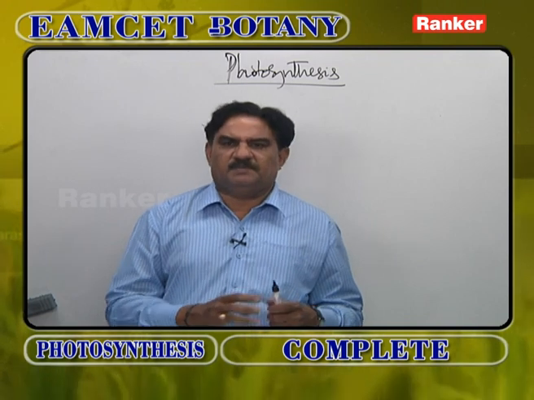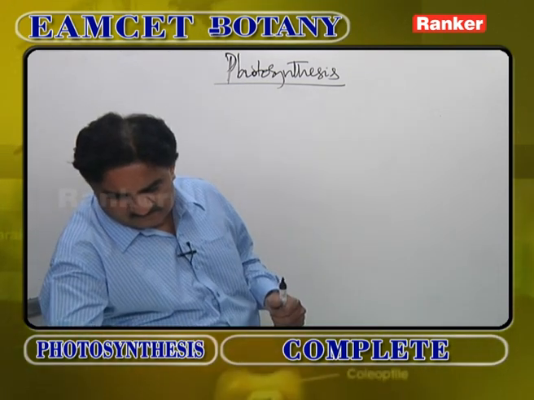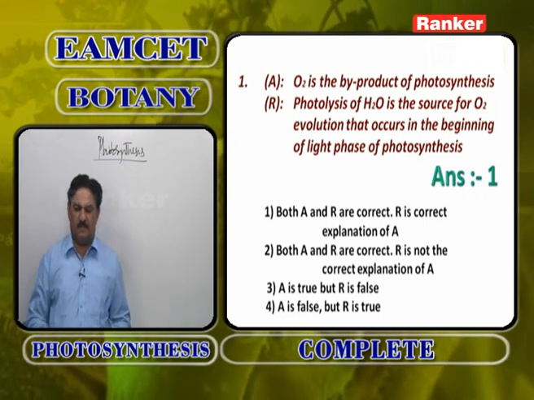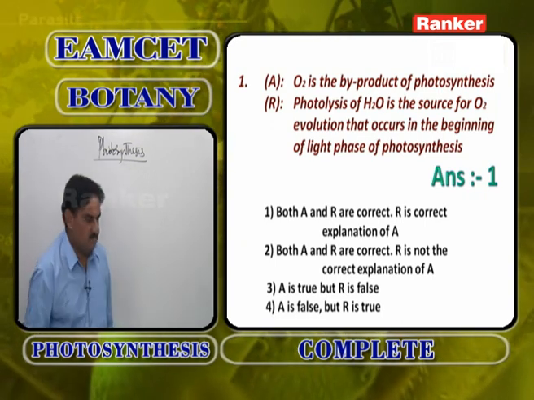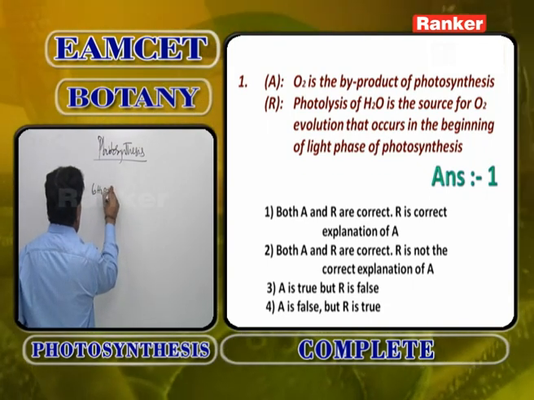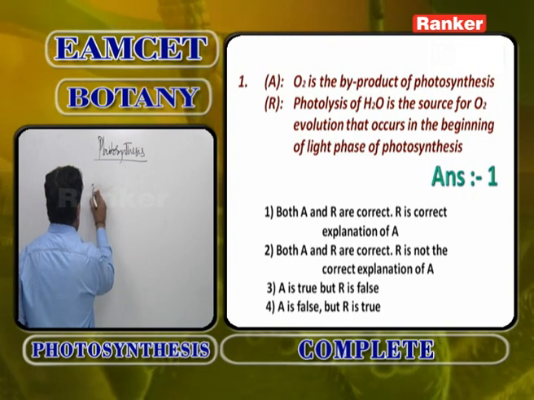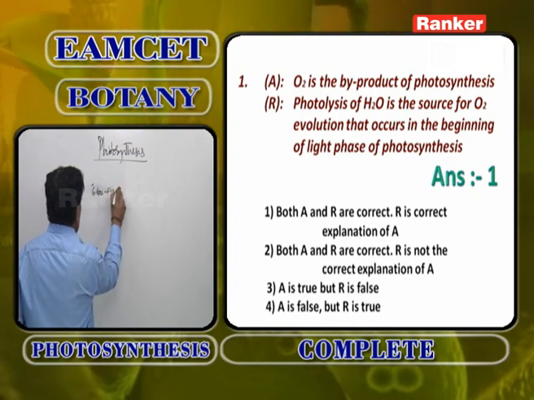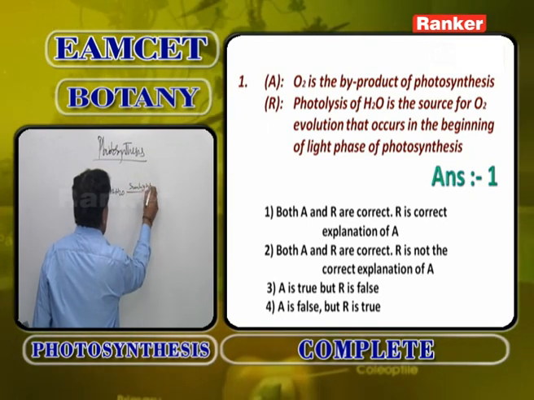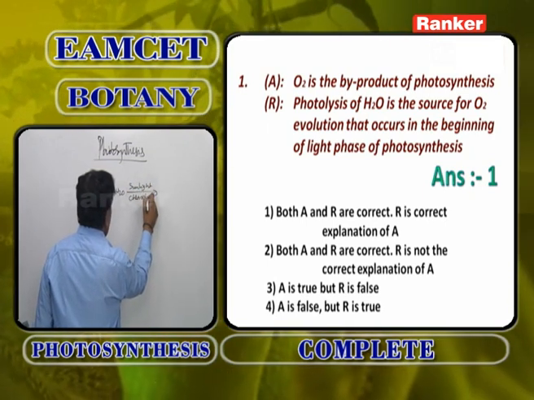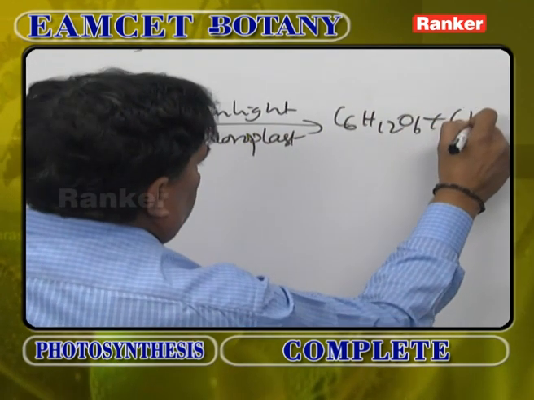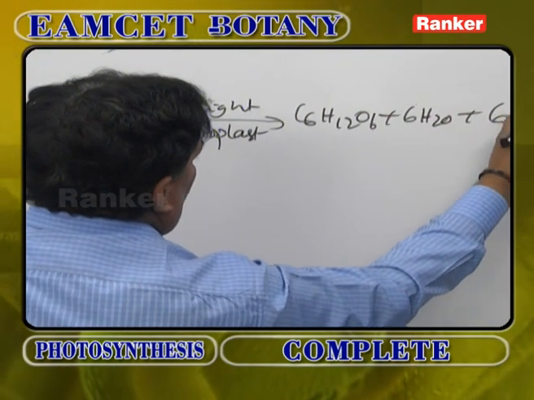Now we discuss some important bits in this chapter. This is an assertion: oxygen is the byproduct of photosynthesis. Whenever photosynthesis takes place, 6CO2 plus 12H2O in the presence of sunlight and chloroplast as site gives C6H12O6 plus 6H2O plus 6O2.